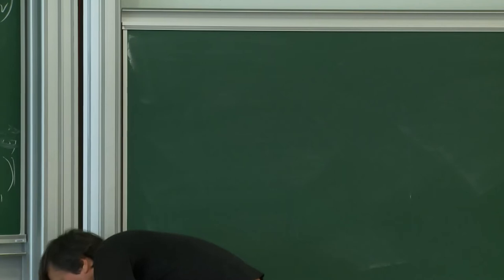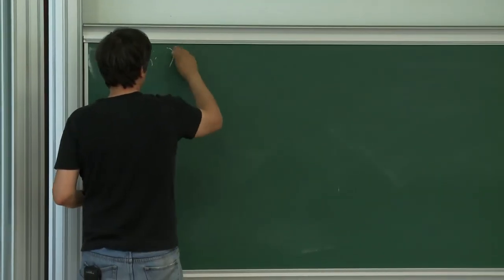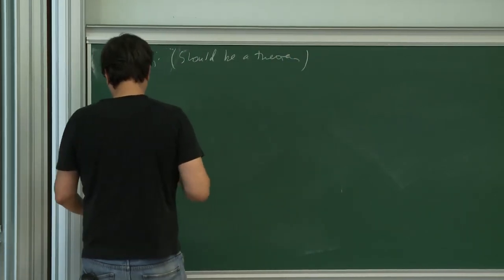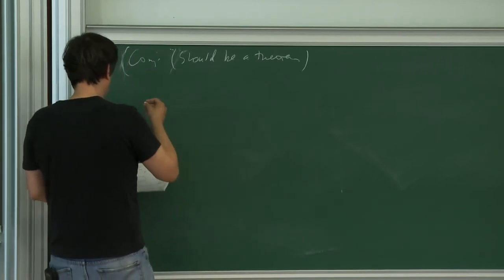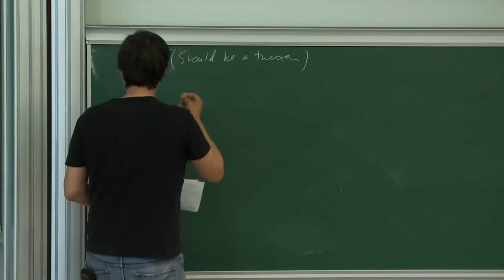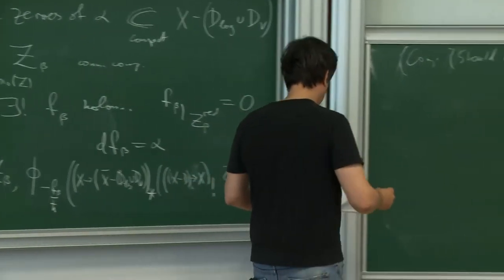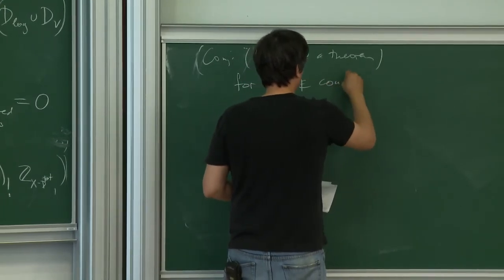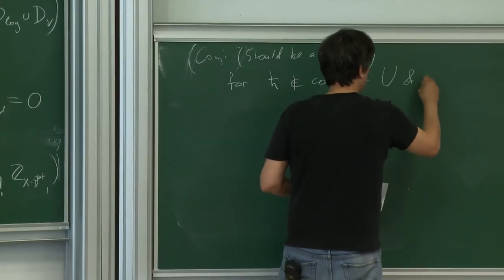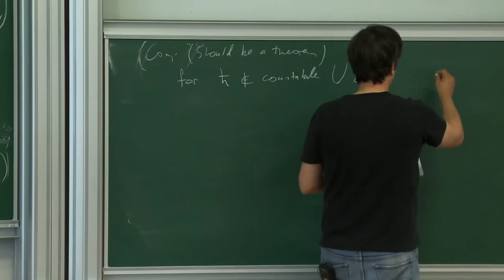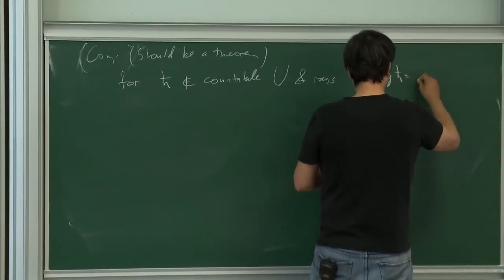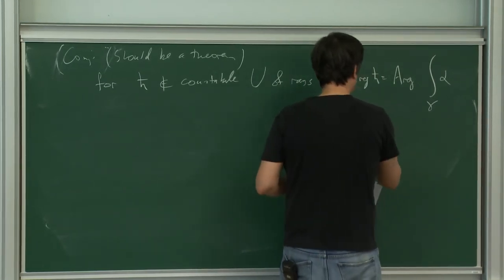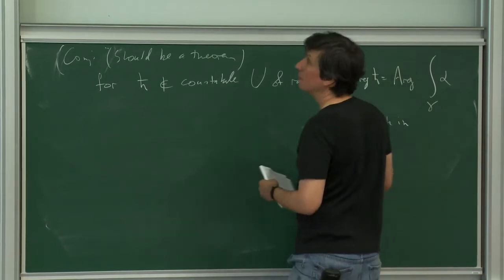And then I'll say conjecture, because I didn't check. It should be a theorem, but I didn't check all the details. The following: one should have a comparison isomorphism between Betti and de Rham cohomology, namely for h bar which doesn't lie in some countable union of rays. Rays in C are given by the condition that the argument of h bar is equal to the argument of the integral of alpha over some chain gamma, where gamma is a path.